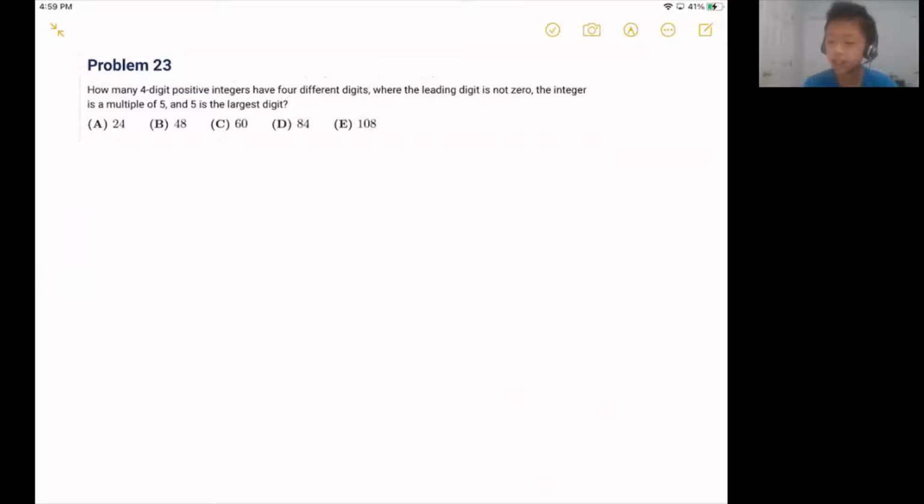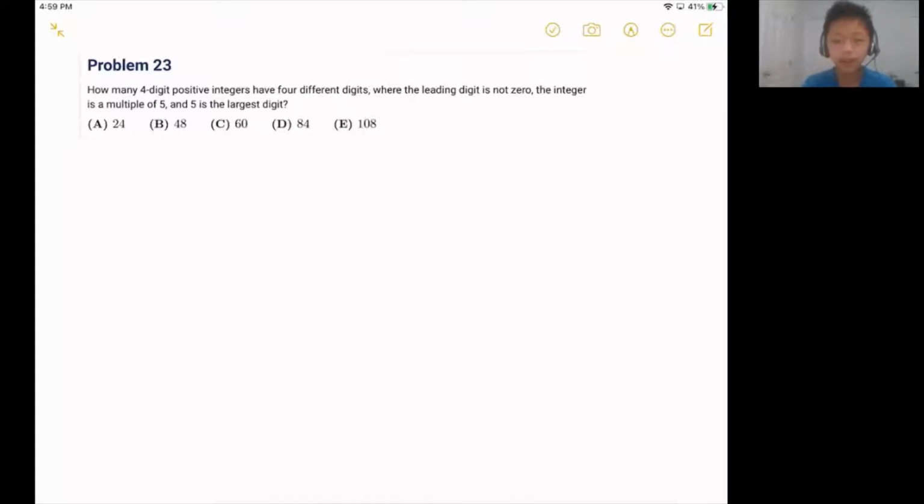So in this question, we're given how many 4-digit positive integers have 4 different digits, where the leading digit is not 0, the integer is a multiple of 5, and 5 is the largest digit.